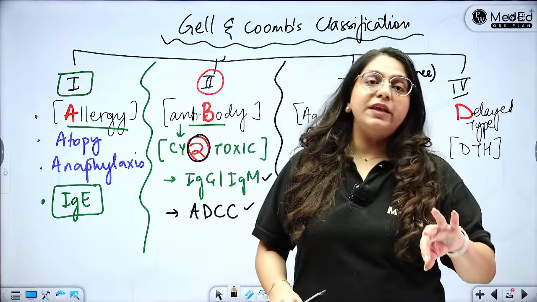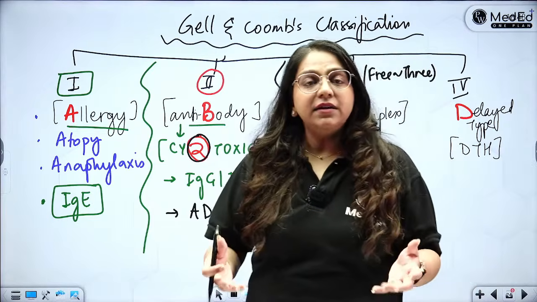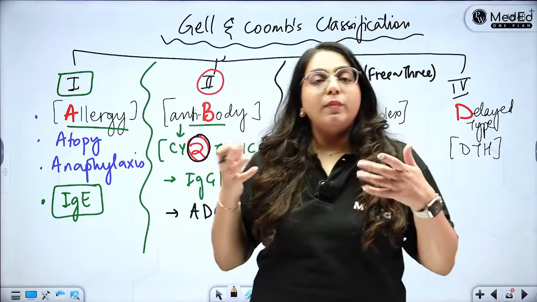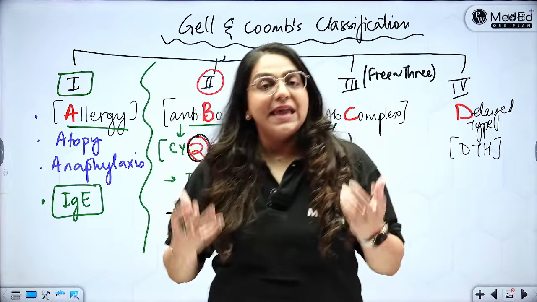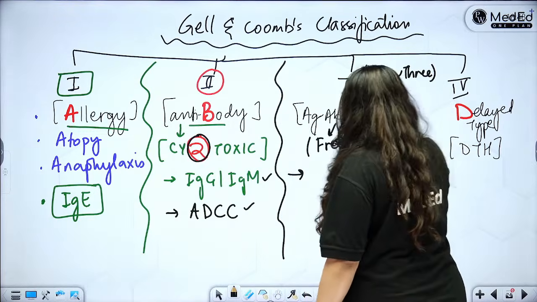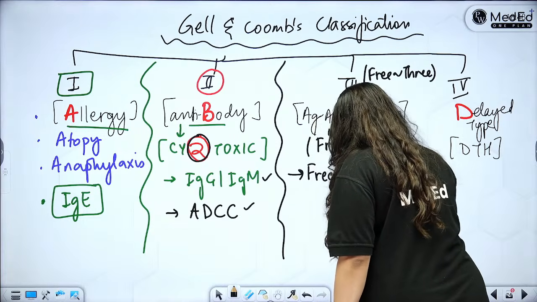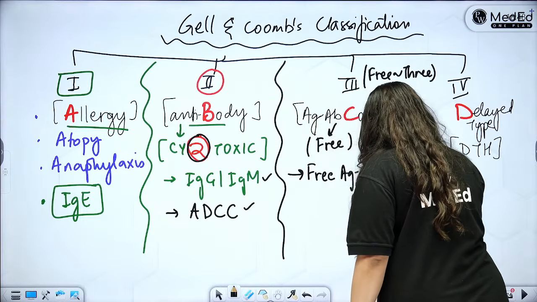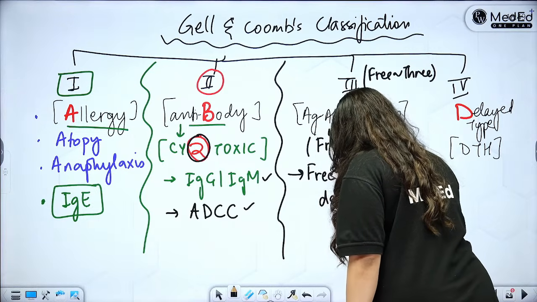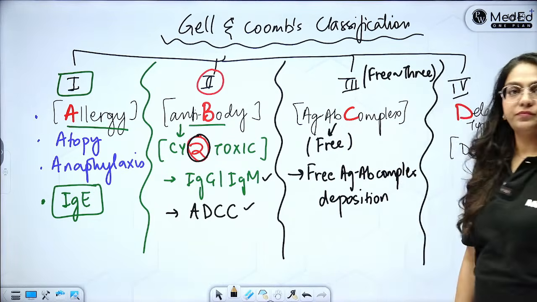Now all of the immune system gets activated, tries to damage this complex. In turn, it damages the area surrounding that complex, leading to glomerulonephritis, leading to SLE. Yes, this free antigen. So what is the mechanism of type 3? It is free antigen antibody complex deposition in different sites or parts of the body. That is type 3 hypersensitivity reaction.